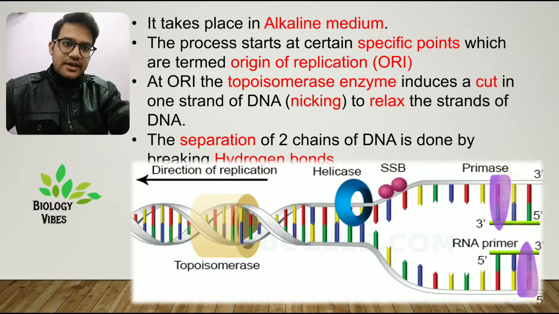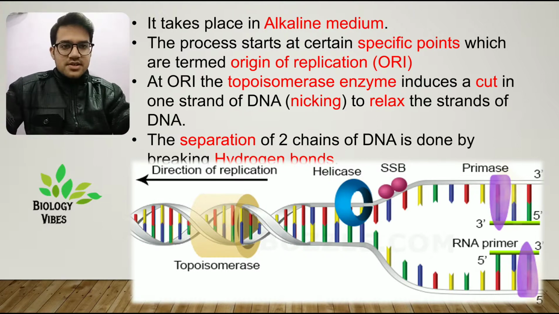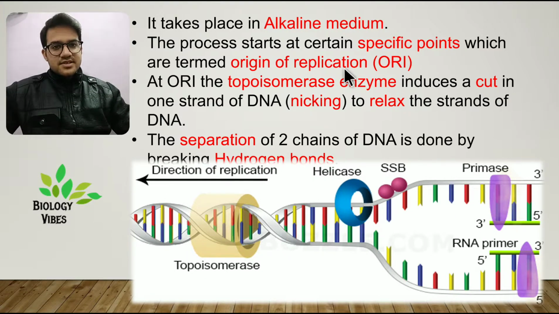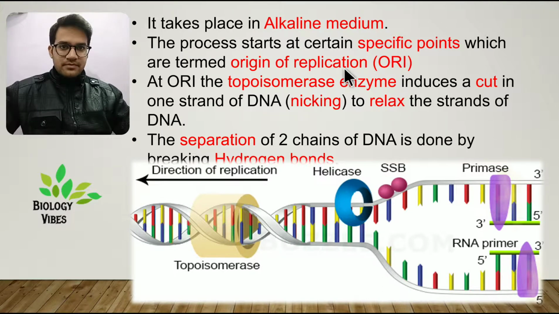Let's start with that. This is somewhat a typical structure of DNA replication. First of all, it takes place in alkaline medium. The process starts at ori, that is origin of replication. The replication process does not start at random at all. There are specific regions from which it will start. Those regions are called ori.